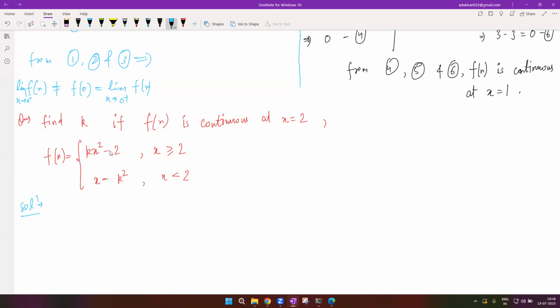Okay, I'm going to change this to kx square plus 2. Now you will be able to solve this. kx square plus 2.